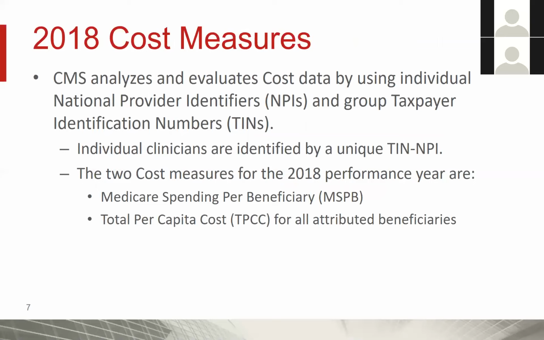So CMS will evaluate your cost data by using your individual NPI and group payer tax ID numbers. So individual clinicians will be identified by their unique tax ID or NPI. And there are two separate cost measures that CMS will evaluate you on for the 2018 performance year. Those are known as the Medicare spending per beneficiary cost measure, and the second cost measure is known as the total per capita cost, or TPCC measure for all attributed beneficiaries. And we'll discuss each of the cost measures in greater detail in the next few slides.